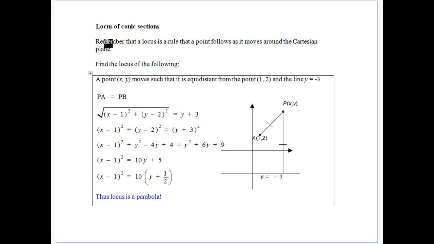Now, about our locus of conic sections, if you remember from the Extension 1, from the 2-unit course, we did the locus of a parabola. So we showed that it's equidistant from a point and a line. So we're able to find that locus by expanding out, completing the squares, and getting it back to that form. So that was all well and good.